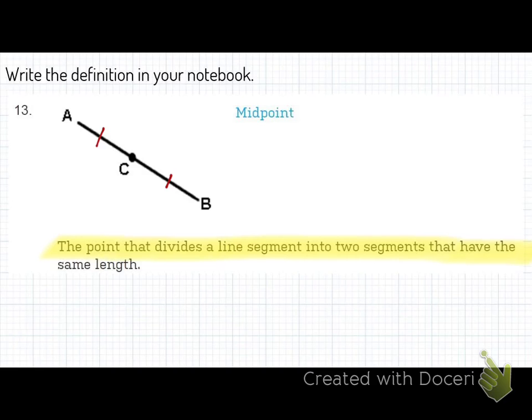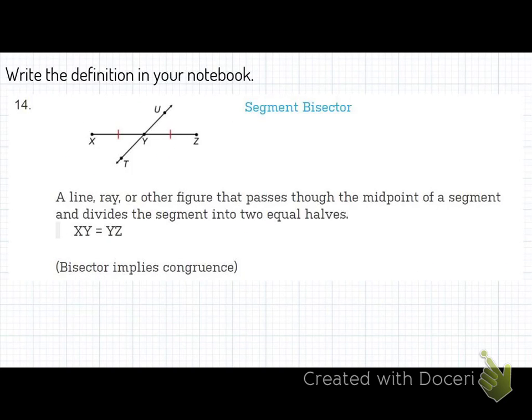So for example, if AB was 6 inches all the way across, what do you think each of these pieces will be? 3 inches, right? So we can make these assumptions using the idea or definition of midpoint. 14, segment bisector. Okay, so you may have heard the word bisect before. Bisect means to cut perfectly in half.